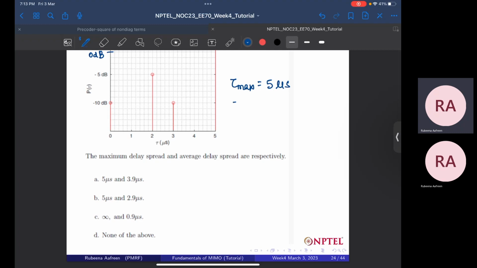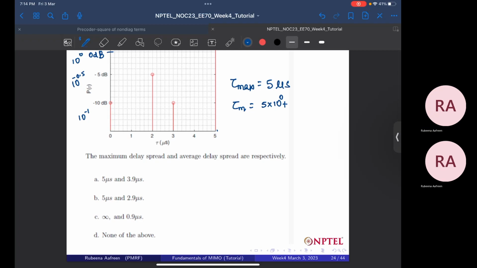Now the average delay spread, the mean delay spread, we can write as follows. We have to convert this power into linear scale, right? So minus 10 dB would be 10 to the power minus 1, this would be 10 to the power minus 0.5, and this would be 10 to the power 0. So mean delay spread would be 5 times, for 5 microsecond, the power received is 0 dB. So this would be 5 times 10 to the power 0.